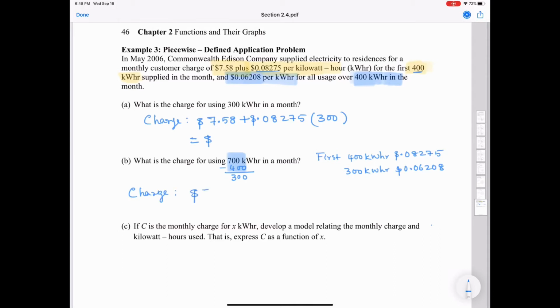So the charge for the customer is still $7.58 plus 0.08275 for the 400 kilowatt hours, plus 0.06208 for the remaining 300 kilowatt hours. Again, do the math and see what you get for the amount. By going through A and B, you get the pattern of how it's being charged, right? So with this information, we are supposed to build this function.